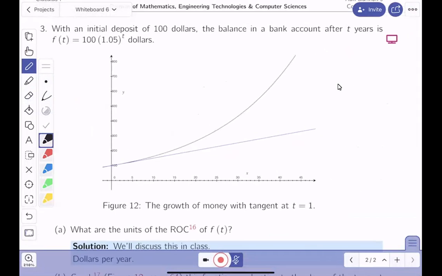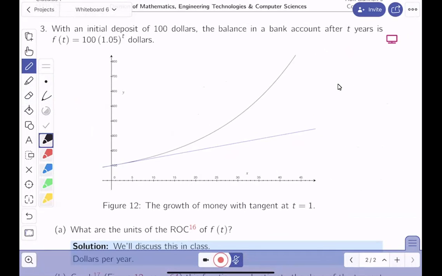All right. So let's read it. Let's see if we understand what they've written. With an initial deposit of $100, the balance in a bank account after 2 years is given as a function of time. And this is something you learn in Math 119.